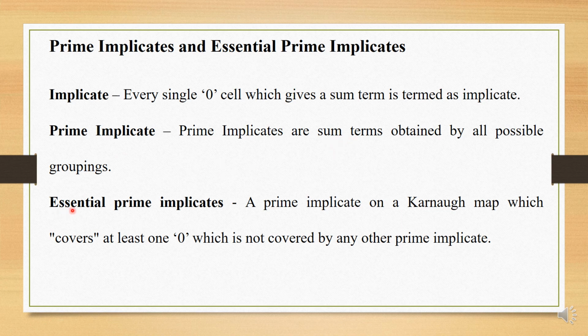The next one is essential prime implicate. So a prime implicate on a Karnaugh map which covers at least one logic 0 which is not covered by any other prime implicate is termed an essential prime implicate.